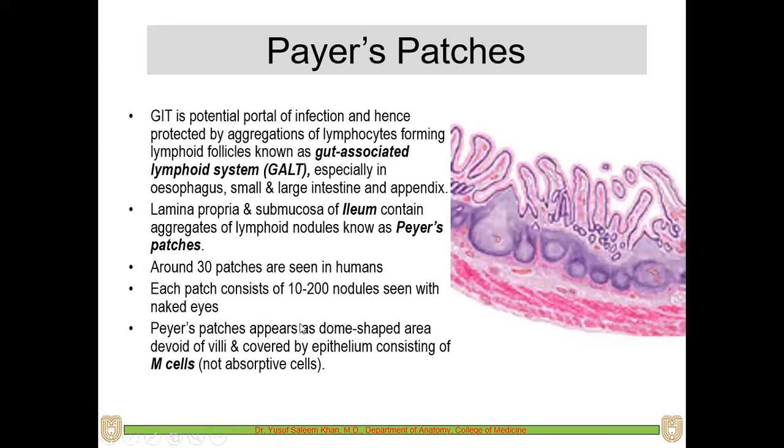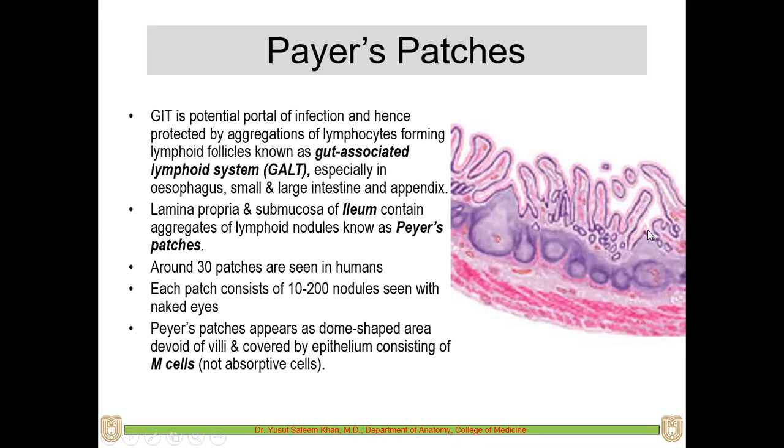Peyer's patches appear as dome-shaped areas devoid of villi. If you see here, the whole of the intestine is filled with villi. Everywhere you can see the villi. But just in front of the Peyer's patches, they are dome-shaped and devoid of any villi. There are no villi on this part. So that is how you can identify the Peyer's patch.